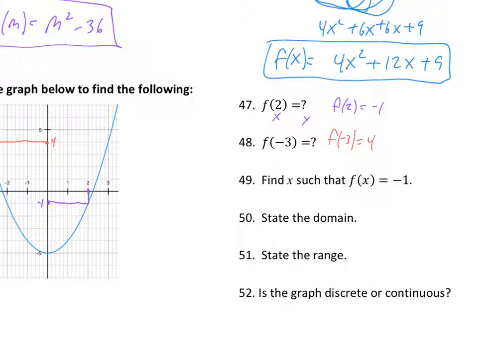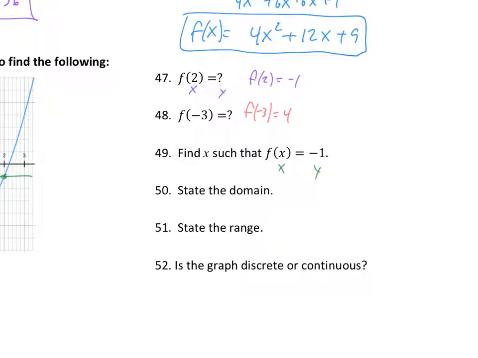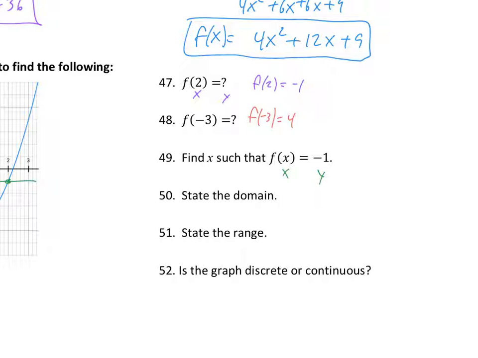Find x such that f of x equals negative 1. So here we don't know what x is, but they're telling us what y is. So kind of we just do it backwards. So at negative 1 we go both directions horizontally. So it looks like there's 2 values for x. X would equal negative 2 and x would equal 2.